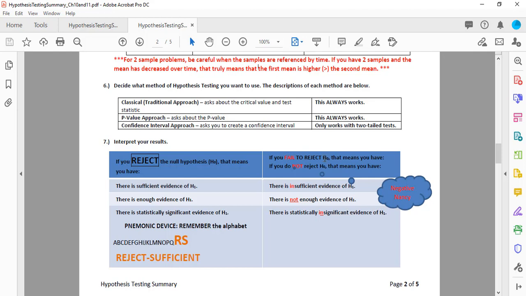Then you can fail to reject. So that means you don't get rid of the null hypothesis. And you don't get rid of the null hypothesis because you don't have enough evidence of the alternative. So your mnemonic device here, negative Nancy. You have fail and insufficient, or not and not, or fail and not. So those prefixes for in gives you a negative connotation there.